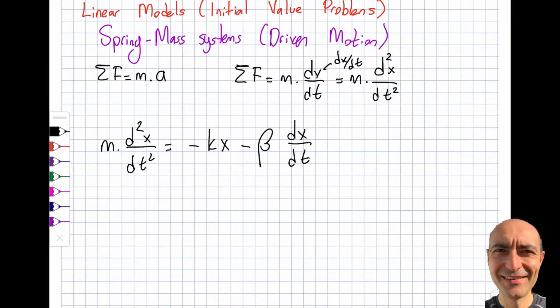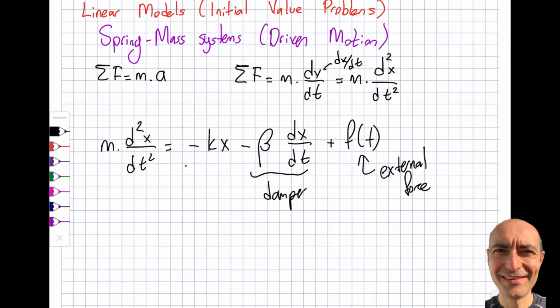Okay. And one thing to note is this is dx/dt. What is dx/dt? It's going to be the velocity, right? Beta times the velocity. Plus, I can have some additional external force. Nobody's going to stop me from having that, right? So external force. Let's call this damper, let's call this spring, so we are all on the same page.